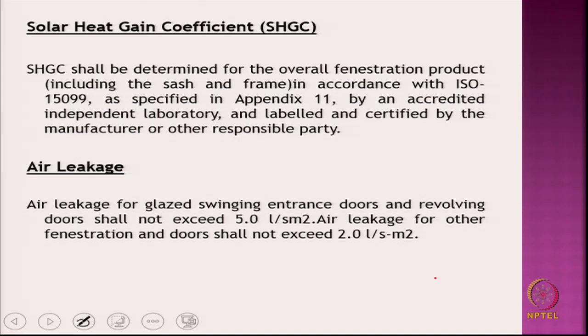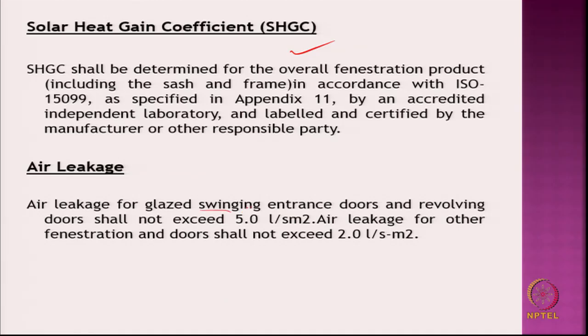Then the solar heat gain factor of the glass, if you recollect, we said that it is the fraction of energy that will enter through the glass divided by what is incident; that is what we call solar heat gain coefficient. So, this also, the code gives you how it should be determined. Then infiltration is very important, and the infiltration maximum limit values are again given, right.